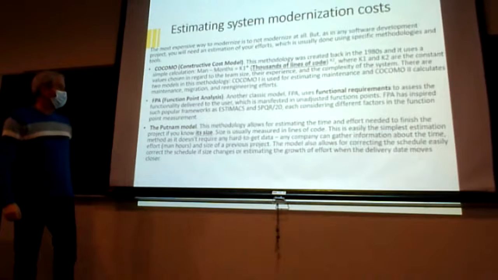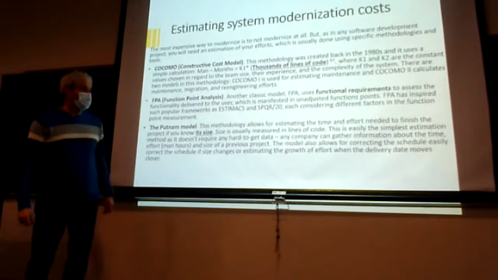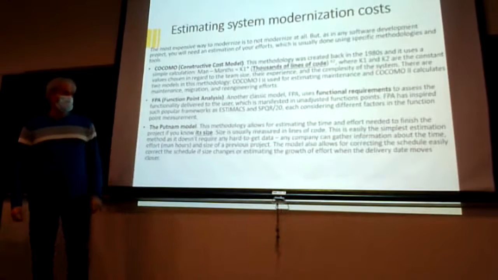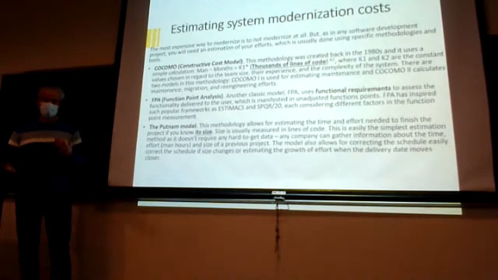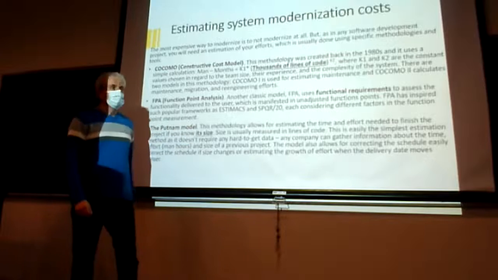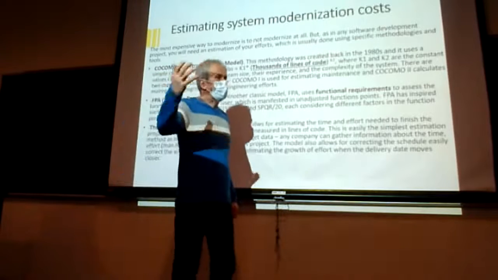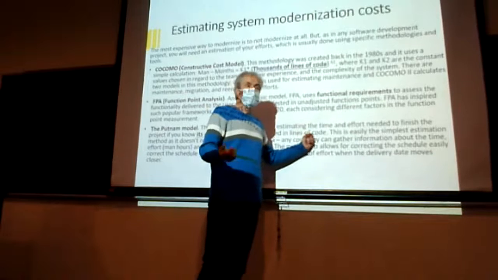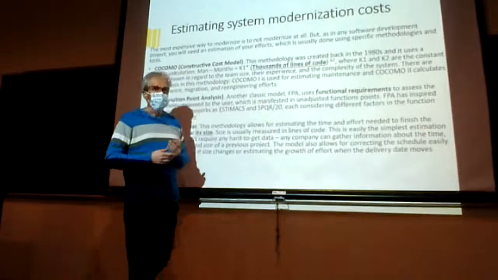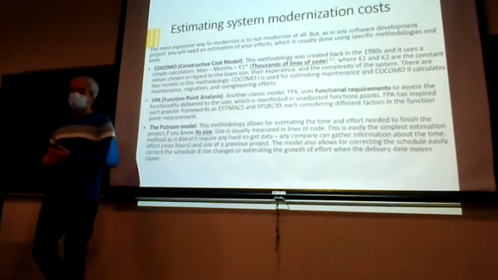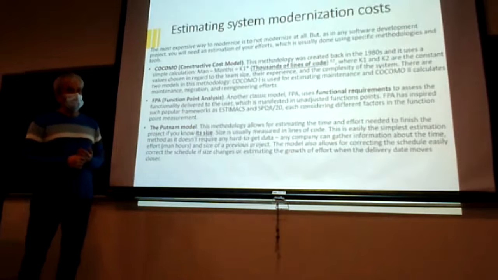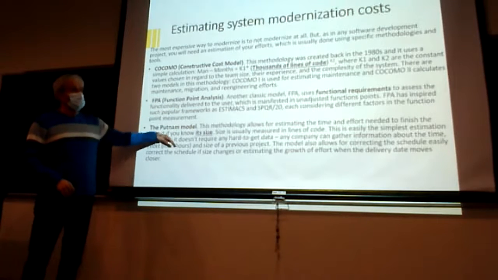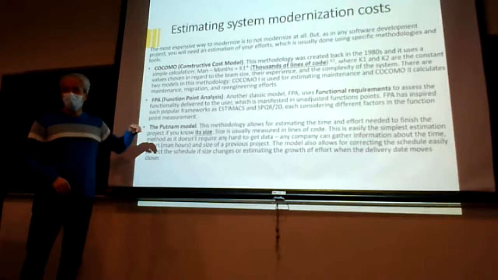And then there's the Putnam model, which allows for estimating the time and effort needed to finish the project if you know its size. But again, estimating the size, knowing how big a new system is for testing and development, is very difficult. A lot of these models are very imprecise, meaning plus or minus 30% is a good estimate.